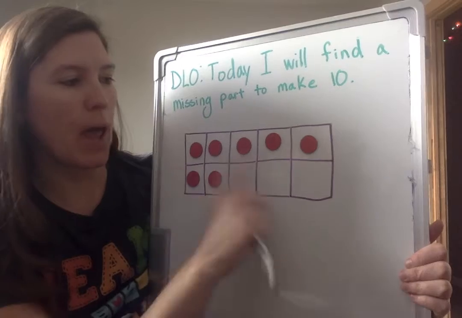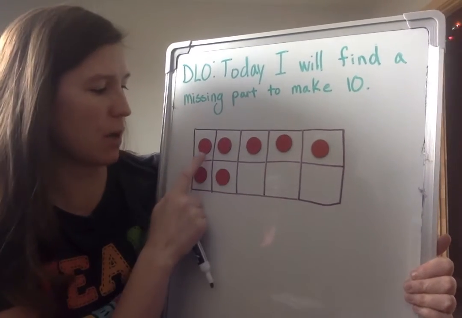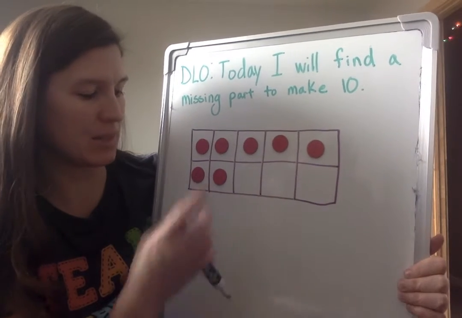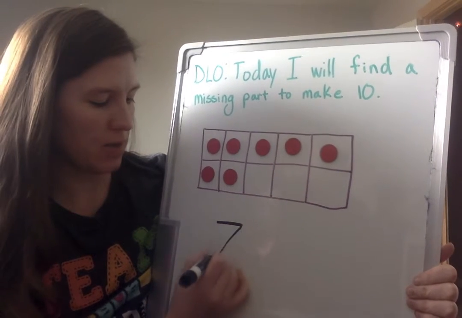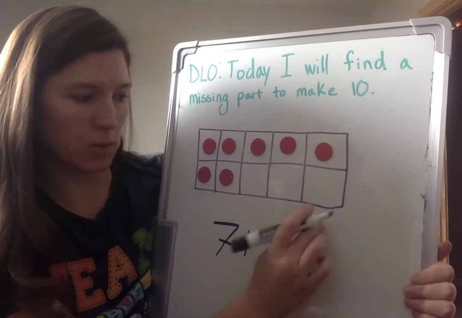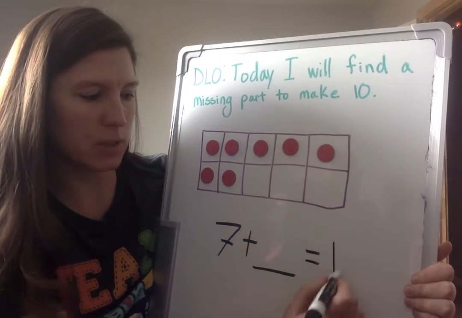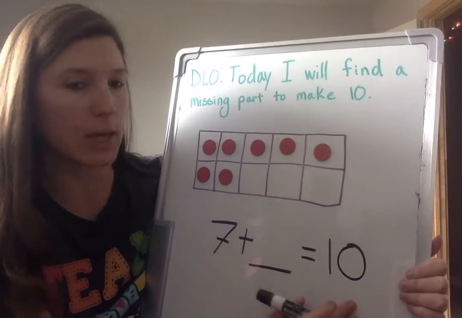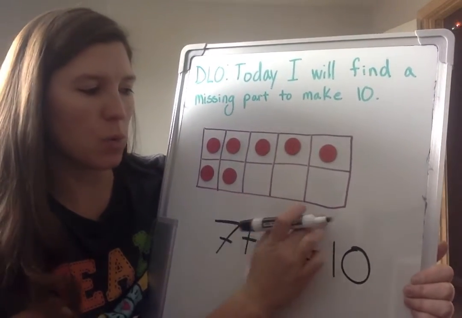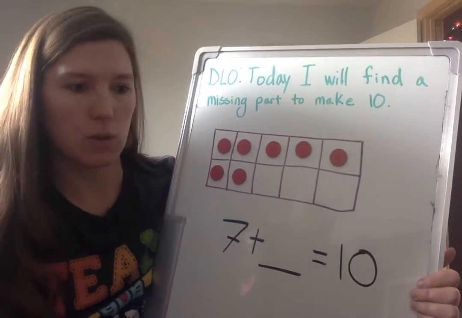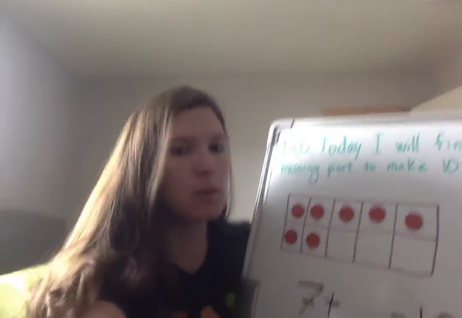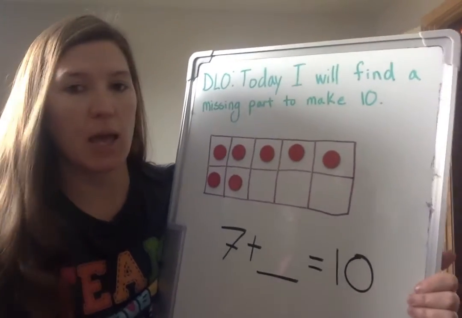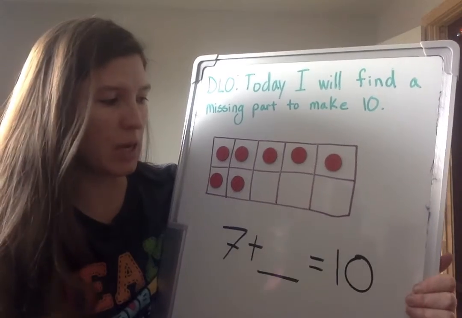First, I'm going to write down how many I have. Let's count. 1, 2, 3, 4, 5, 6, 7. I have 7 plus, I don't know yet, equals 10. I know I want to make 10, so that's why I finished my equation with equals 10, because I want to find out how many more do I need to make 10. So I'm going to get, sorry, I was missing a magnet. Get my magnets and flip them over to just fill it in.